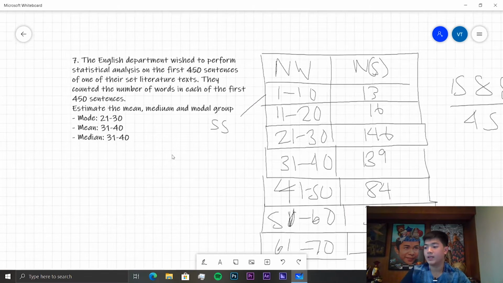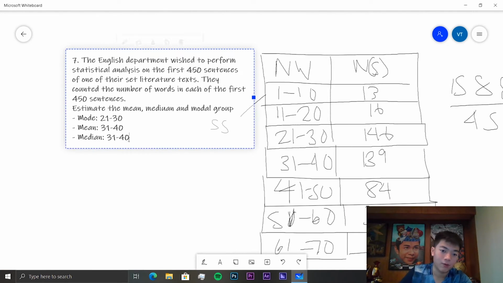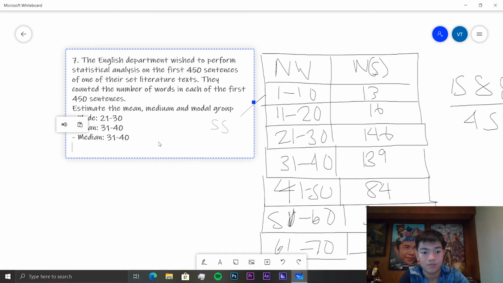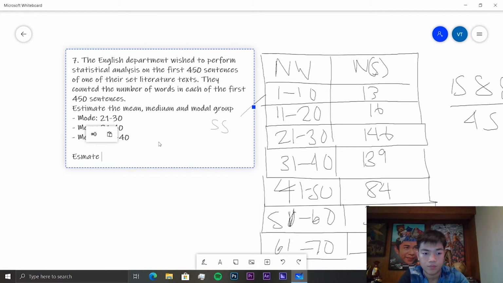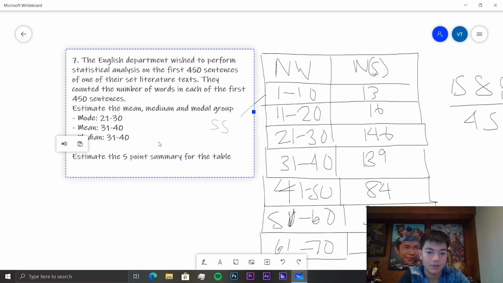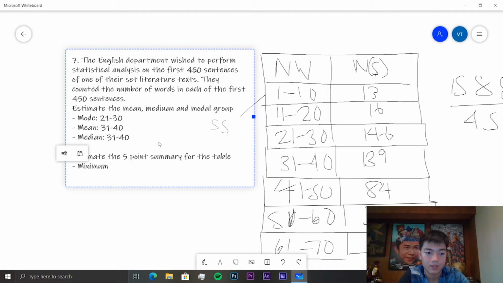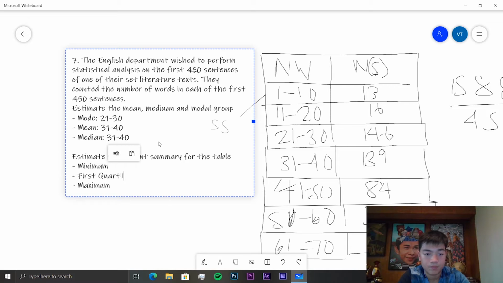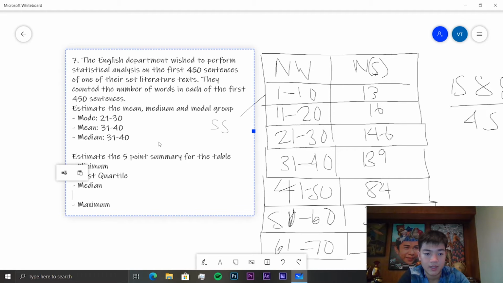Okay, next, estimate the 5-point summary for the table. This means that we need to find the minimum, the maximum, the first quartile, the median, and the third quartile. For the median, we can use 31 to 40.